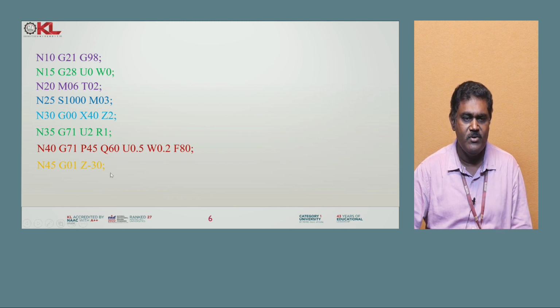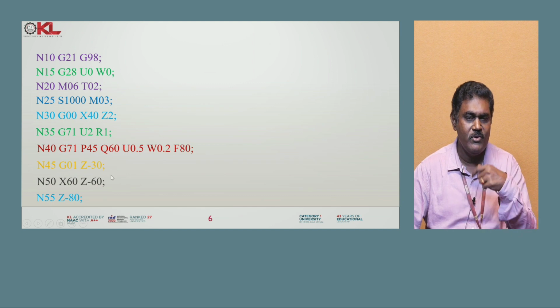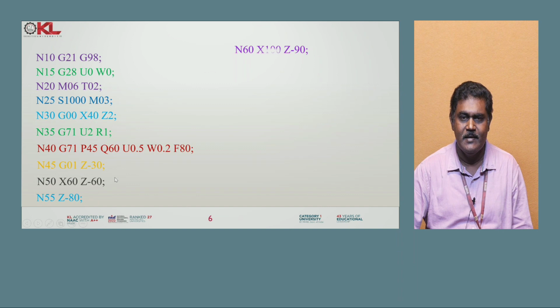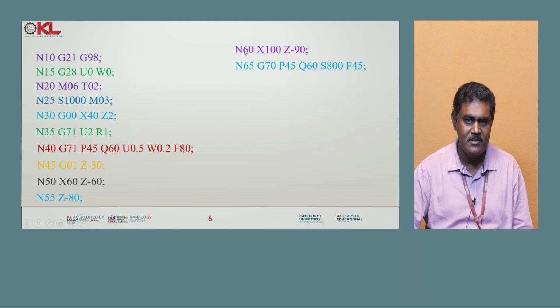Then go to G01 Z minus 30, then X60 Z minus 60. So, this is the actual contour we want to make with the multiple turning cycle, Z minus 80 and X100 Z minus 90, okay, and N65 G70. So, this block, the finishing block, starts from 45 to 60.